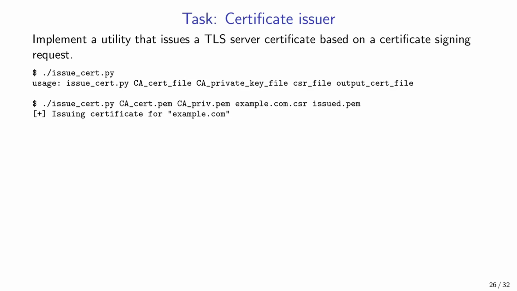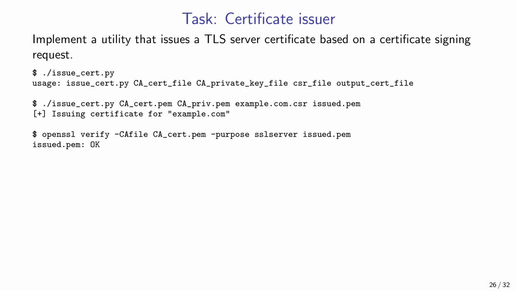Now, these files, the CA certificate and private key, are available in the course repository. You just have to generate a CSR for testing using the OpenSSL tool. Then, when we run openssl verify on the issued certificate, specifying the CA certificate and the purpose SSL server, it should return OK.